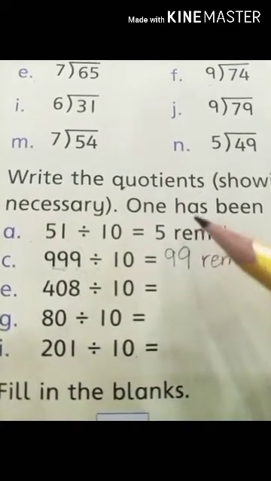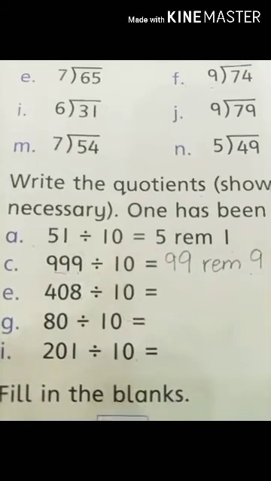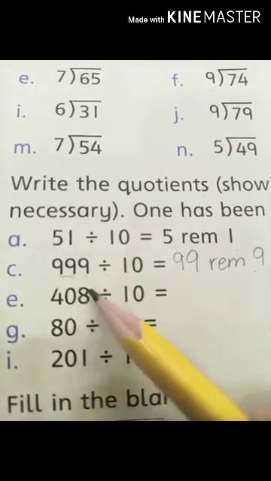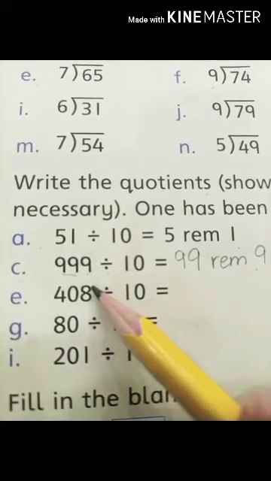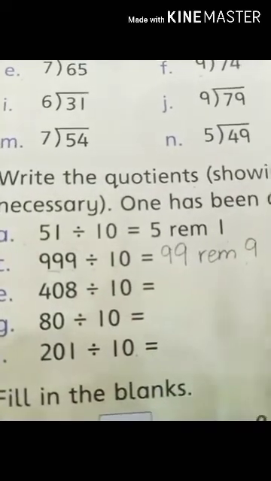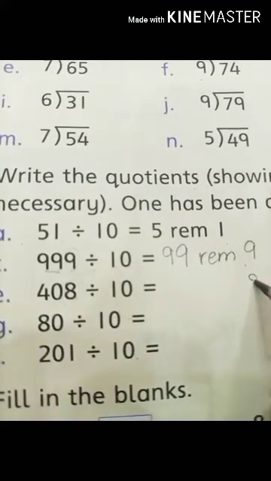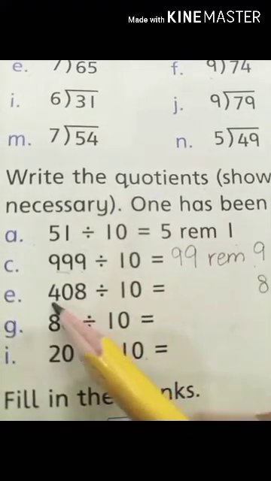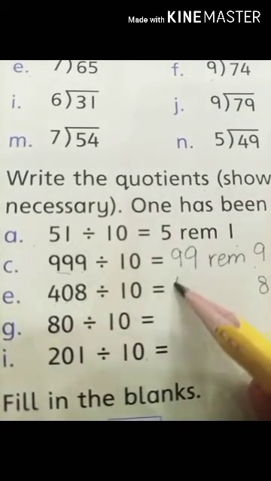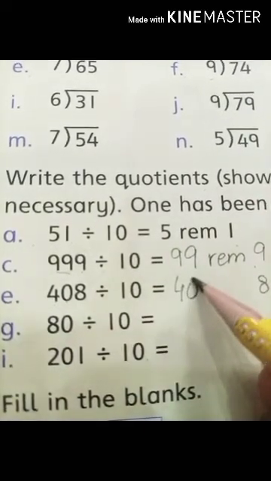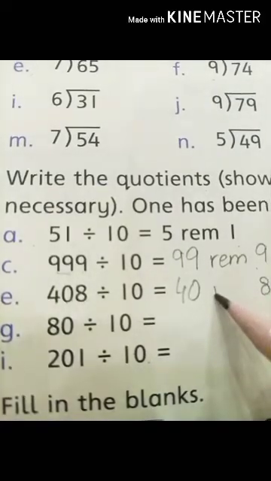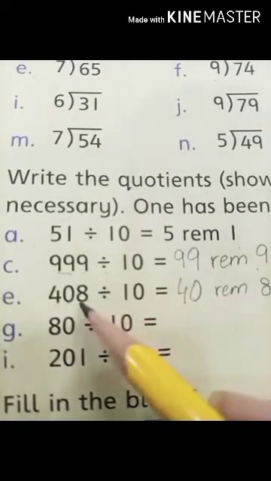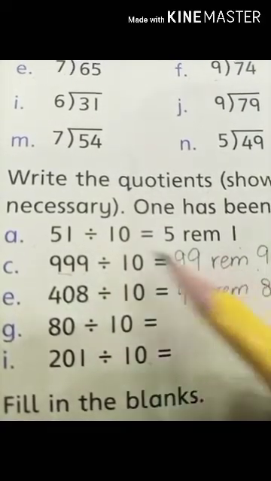Okay, let's do it by the same process. Now look at the students, in this 408, 8 is at the right corner, so 8 is our remainder. I am going to write it in the place of the remainder, and the remaining number, that is 40, is my quotient. Okay, here I am writing the word remainder here. You can check it by using the same long division method as we have done earlier.